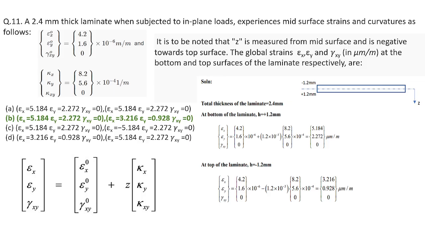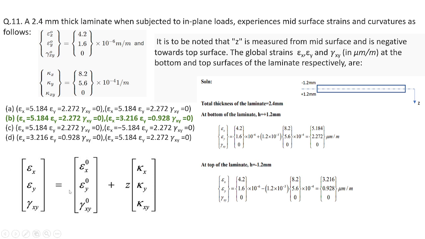Next is a simple numerical, which says a 2.4 mm thick laminate, when subjected to in-plane loads, experiences mid-surface strains and curvatures as given. Here we have to take the midpoint of the whole laminate. Since it is 2.4 mm, we take the midpoint in the middle and take plus and minus 1.2 mm. And then we have the strain displacement relationship.